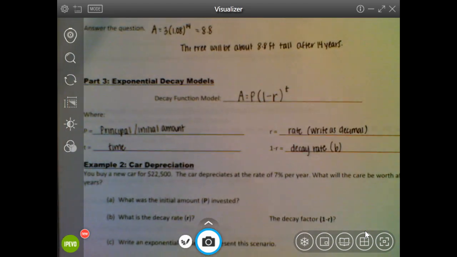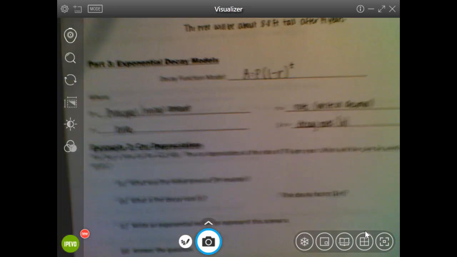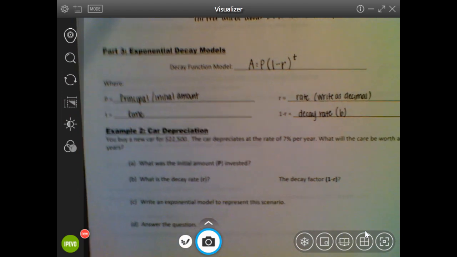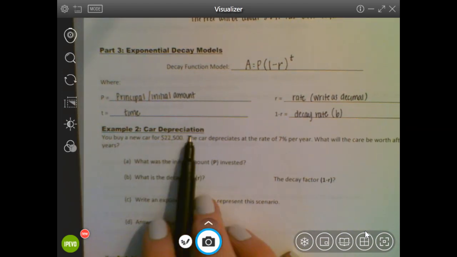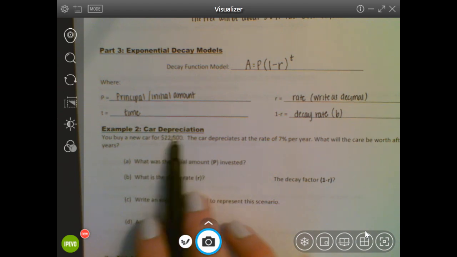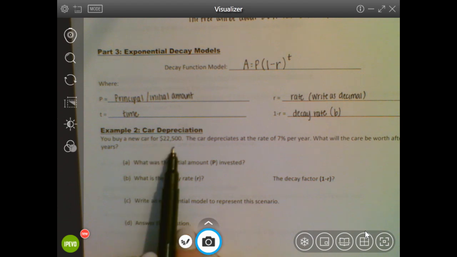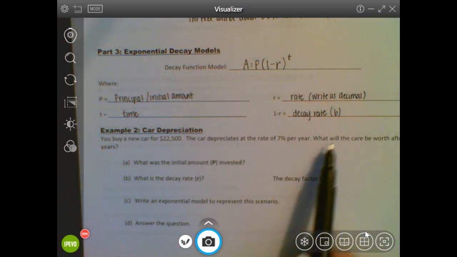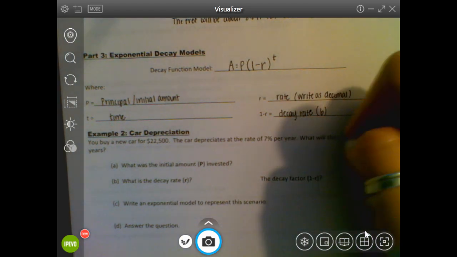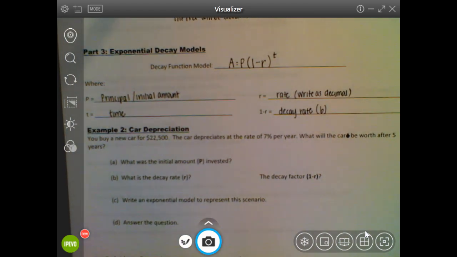So let's look at a couple of examples. Depreciation is a big decay model type problem that you'll generally see. Depreciation just means, if you think about car depreciation, that your car is lessening in value over time. So we buy a new car for $22,500. The car depreciates at a rate of 7% per year. We want to know what the car will be worth after 5 years.